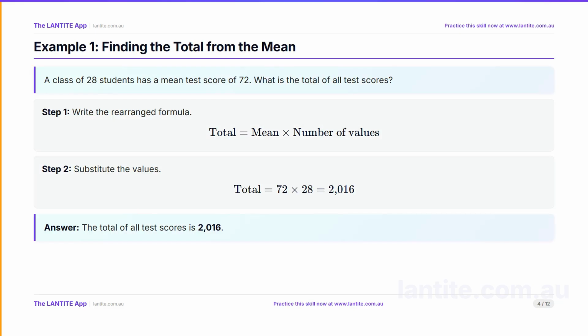Here is a straightforward total from mean question. A class of 28 students has a mean test score of 72. To find the total, we rearrange the formula. Total equals mean times the number of values. So 72 times 28 gives us 2016. That is the sum of every student's test score. This type of question appears frequently on the LANTITE.